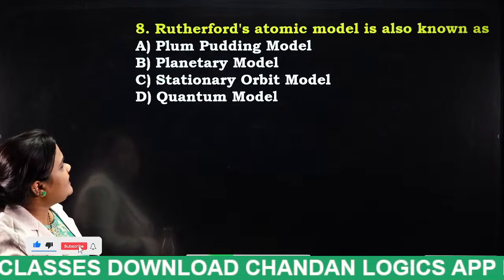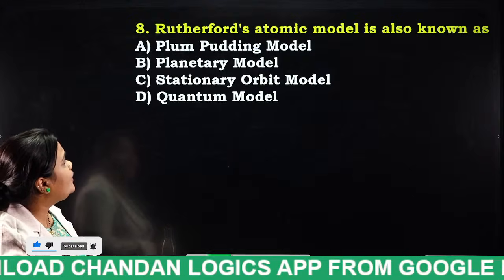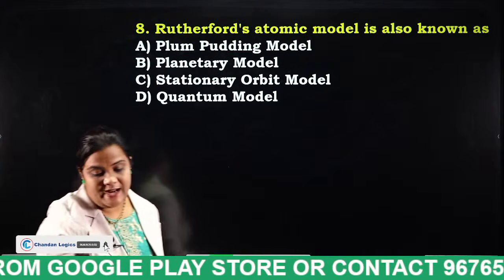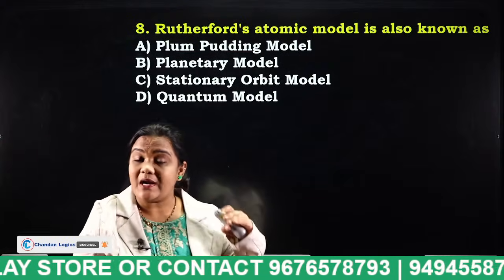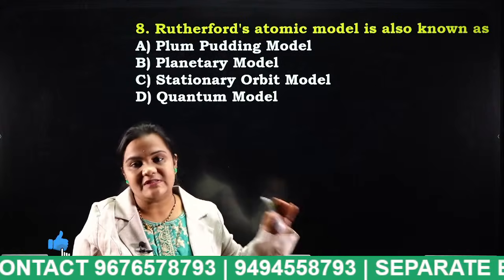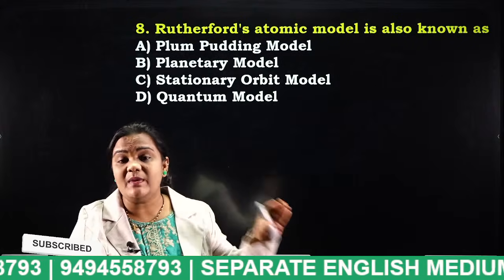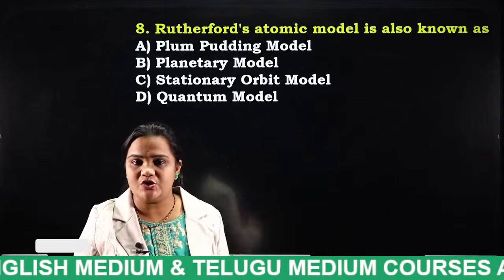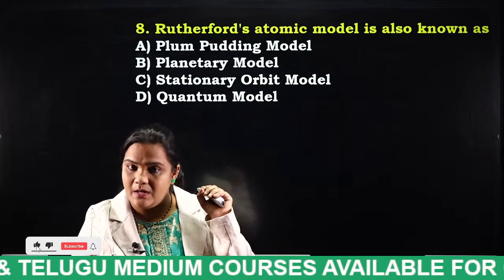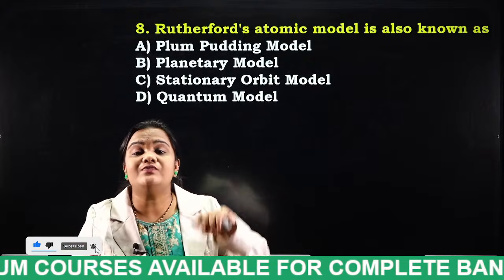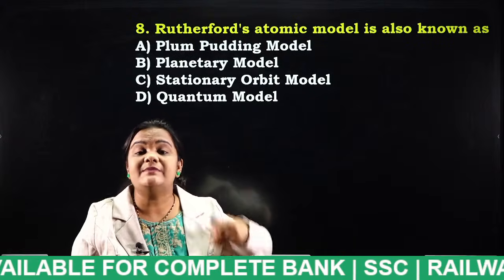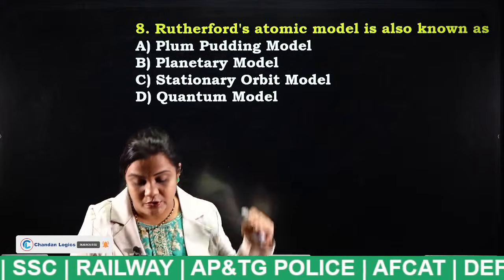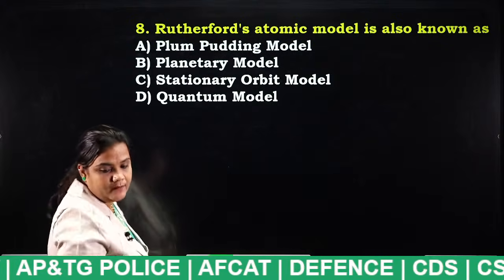Rutherford's atomic model is also known as the plum-pudding model, planetary model, stationary orbit model, or quantum model. I have already explained this Rutherford's atomic model. Rutherford's atomic model is also known as what? In this model, the nucleus will be in the center and the electrons will revolve around the nucleus, similar to the planets revolving around the sun. So tell me students, very good, planetary model.